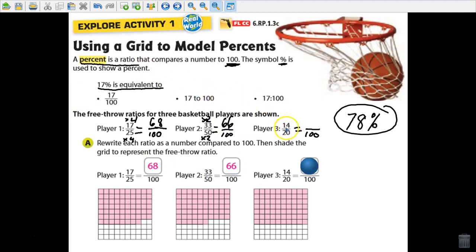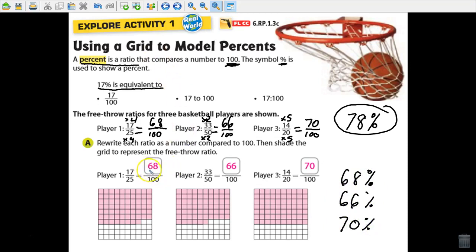And last but not least, how do I get from 20 to 100? Multiply by 5. So 14 times 5, boom, 70. Okay? So if I were to write all of these out as percents, I would just take the number on top because it's comparing to 100. So 68%, 66%, and 70%.